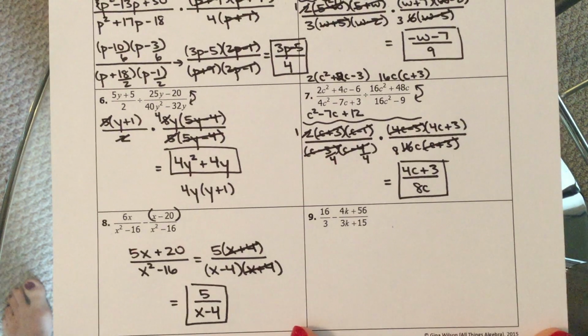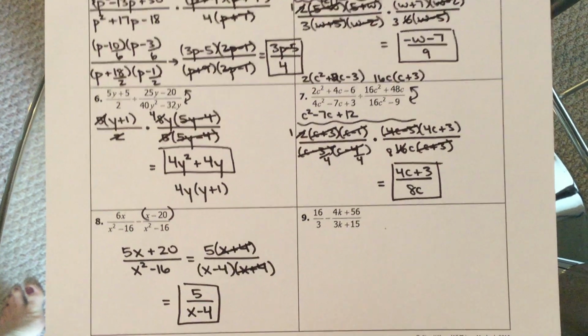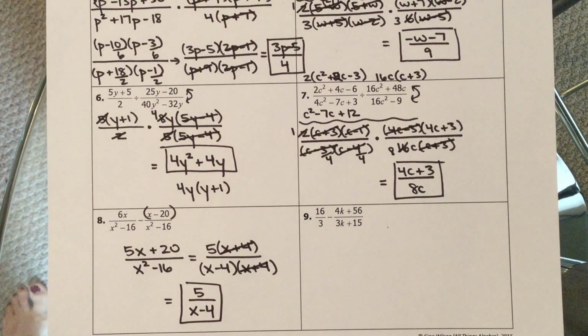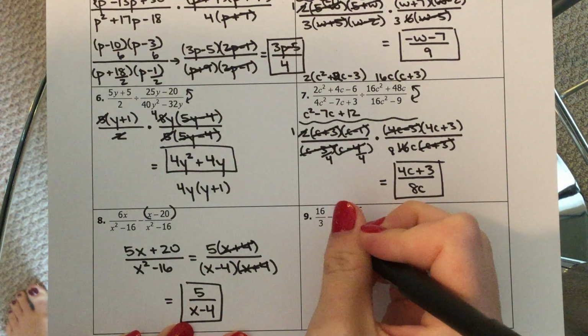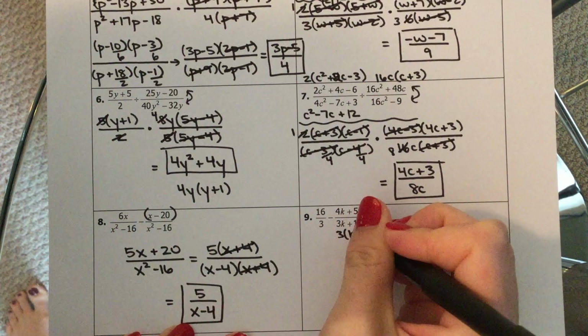All right, number 9 is another subtraction example. This one I do not have a common denominator. So what you do is you start by rewriting using a common denominator, and that process starts by factoring down any denominators that you have. So here a 3 can come out, and we have a k plus 5.